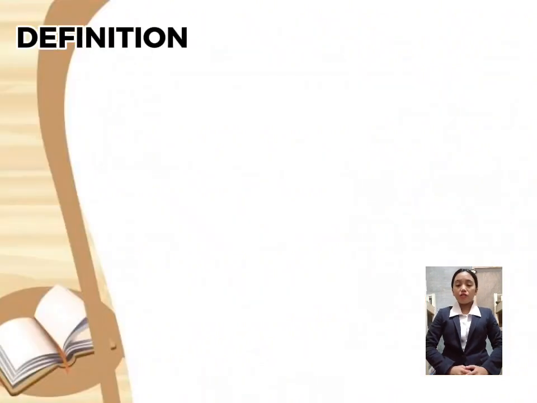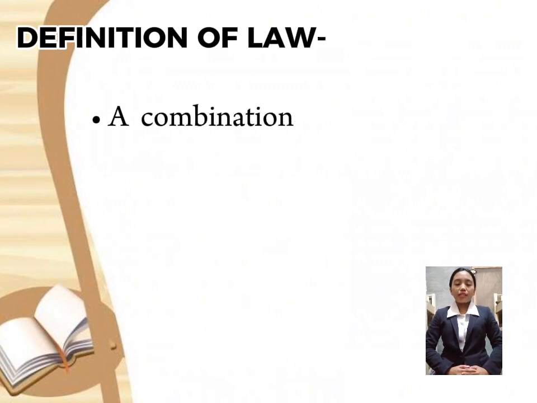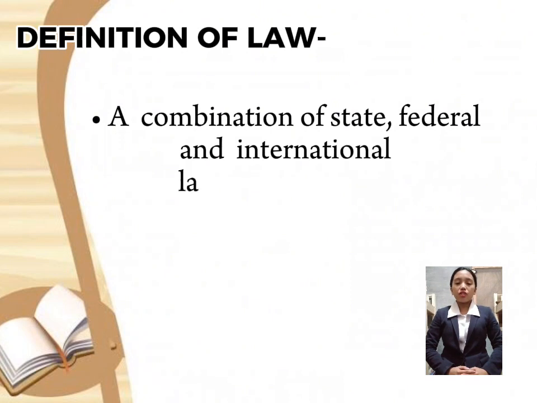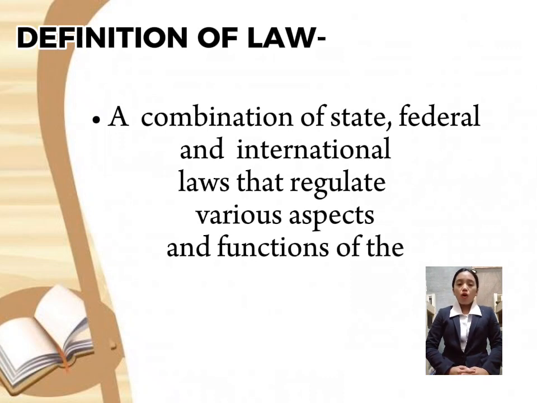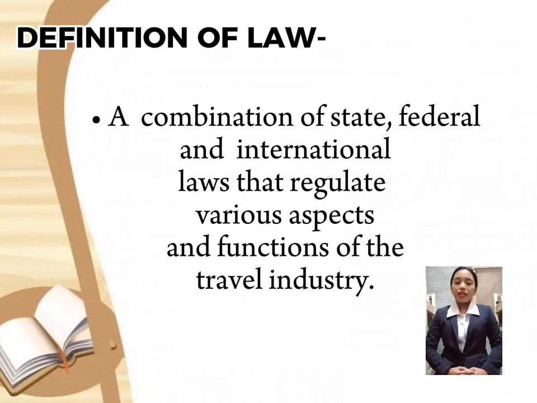Next, we have the definition of law. Law is a combination of state, federal, and international rules of the travel industry. For instance, travel law may involve anything from hospitality to employment to public health regulations.